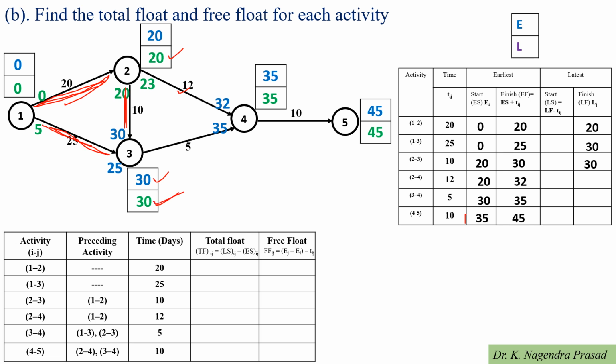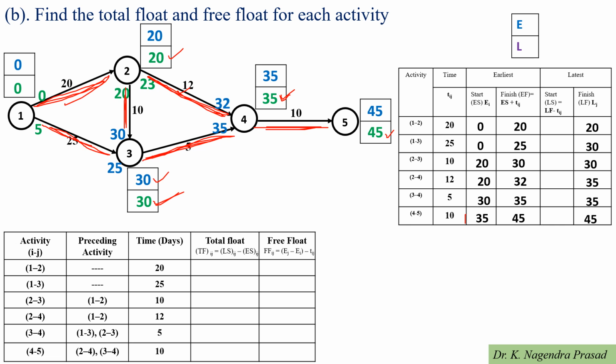Next for the activity 2 to 4. For the activity 2 to 4, latest finish time is the 35. Next is the activity 3 to 4. For the activity 3 to 4, so latest finish time is the 35. So next for the activity 4 to 5. For the activity 4 to 5, latest finish time is the 45.